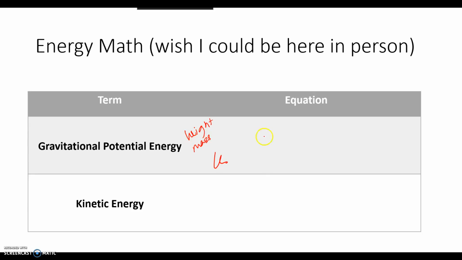Okay, so gravitational potential energy. Our equation for that is going to be mass times gravity times height. Go ahead and write that down in the section on page 8. I believe it is, maybe it's page 9.